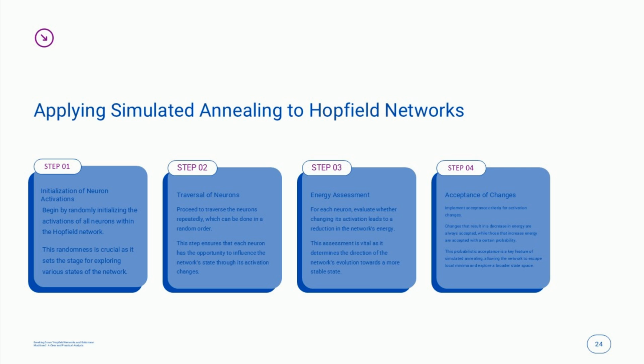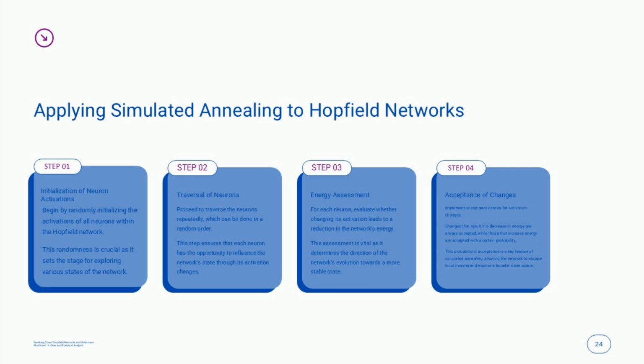Step 4. Acceptance of changes. Finally, we implement the acceptance criteria for these activation changes. This step is what makes simulated annealing so powerful. Changes that reduce energy are always accepted, that's a no-brainer, but here's the twist. Changes that increase energy might also be accepted based on a certain probability. Why? Because it allows the network to escape from local optima and explore broader areas of the solution space.